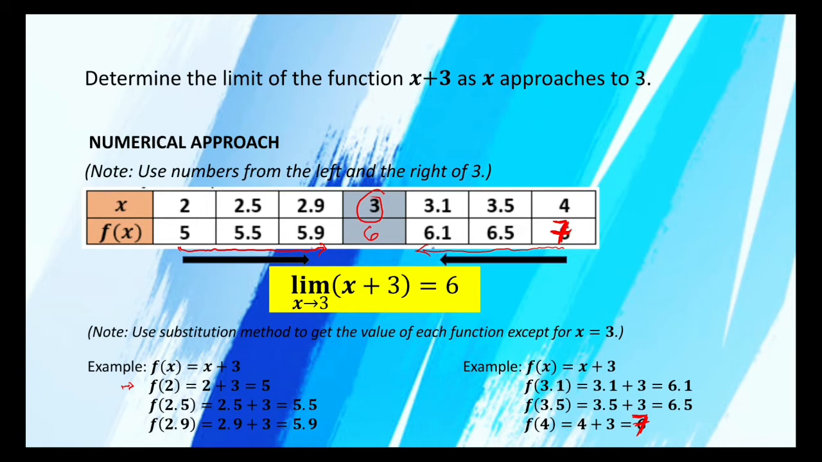As x approaches 3, where does f of x approach? That is our limit.